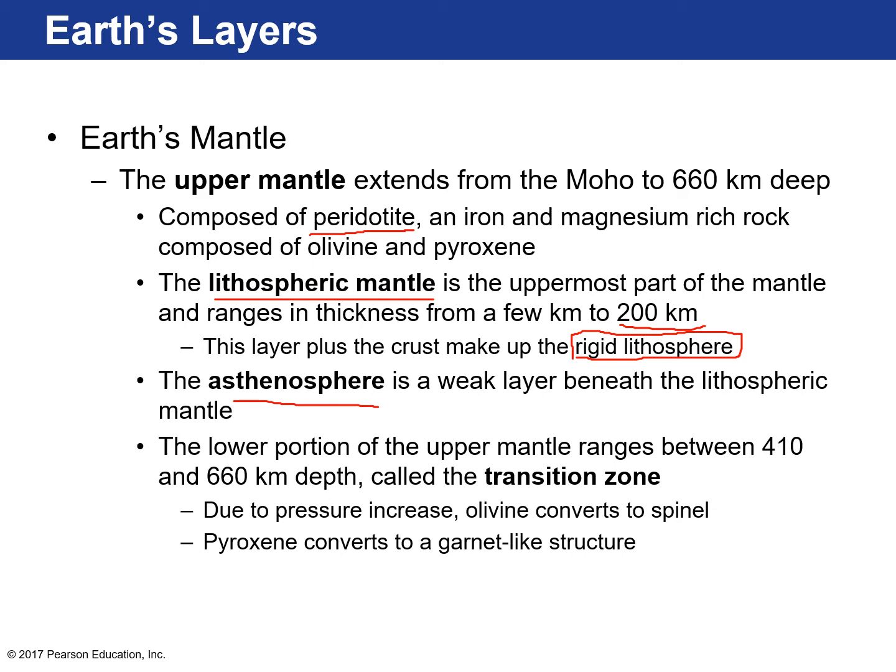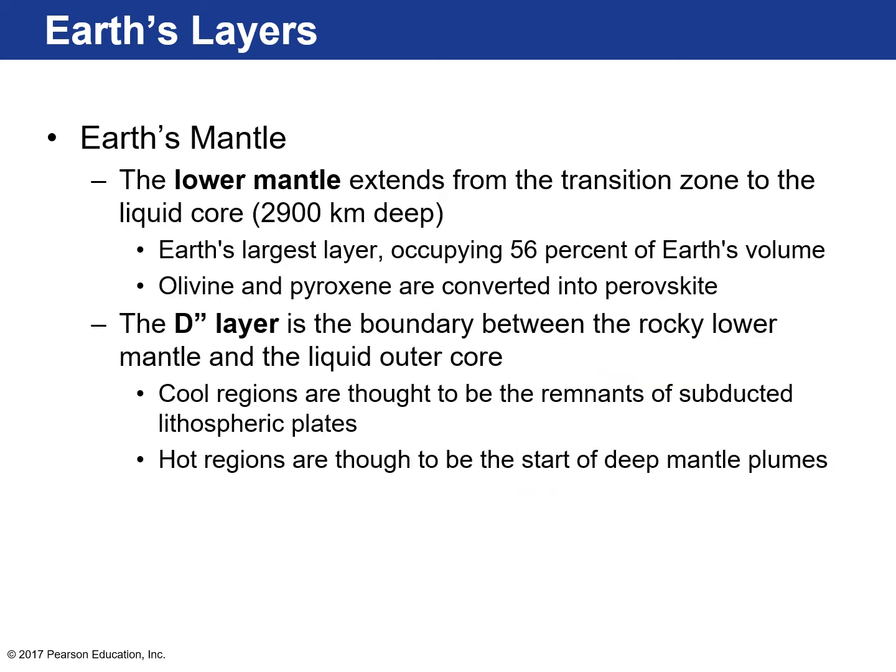Below the asthenosphere, beginning at about 410 kilometers to about a depth of 660 kilometers, we refer to this as a transition zone. It's a transition zone because there are specific mineral changes. Because of the increase in pressure, olivine begins to convert into a new mineral called spinel. Pyroxene then converts into a new structure. This is a phase change. It's the same mineral, just a different structure to withstand the higher pressures, and it has a similar garnet-like structure. Those changes occur at about 410 and 660 kilometers. Beyond 660 kilometers is considered the lower mantle. It's the Earth's largest layer, about 56% of the Earth's volume. And here, beyond 660, there's another mineral change. Olivine and pyroxene are converted to a new mineral called perovskite.